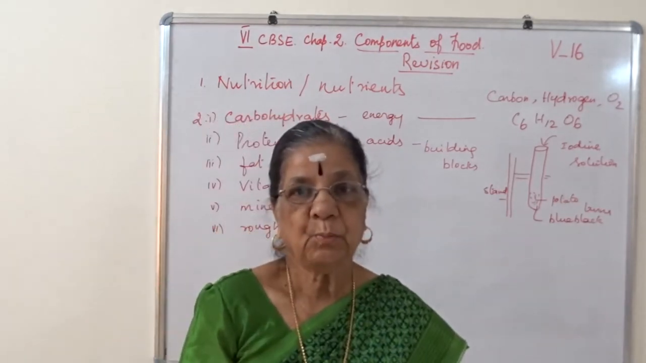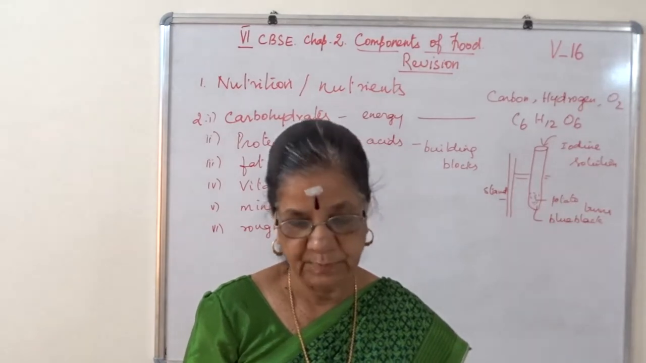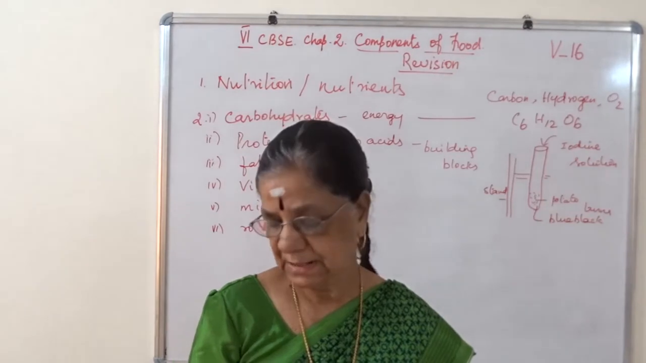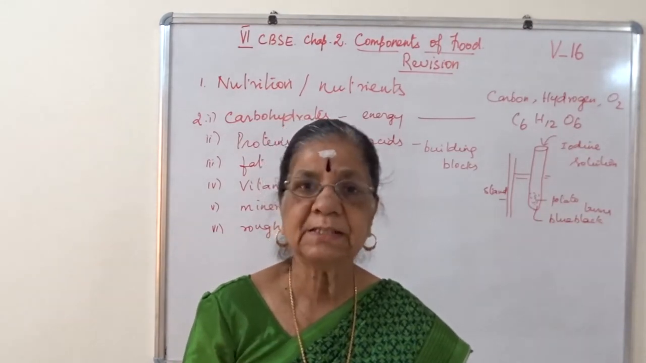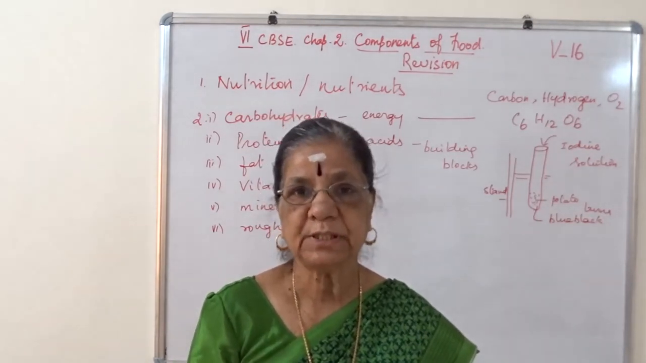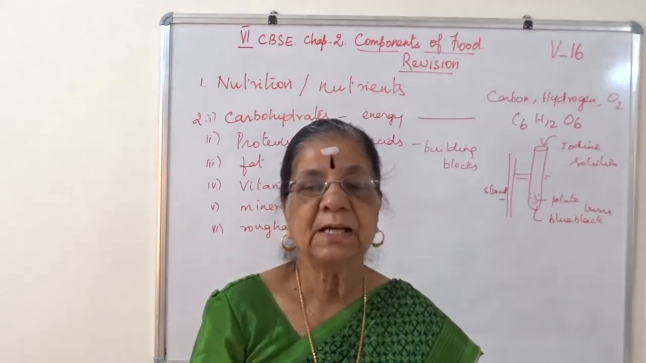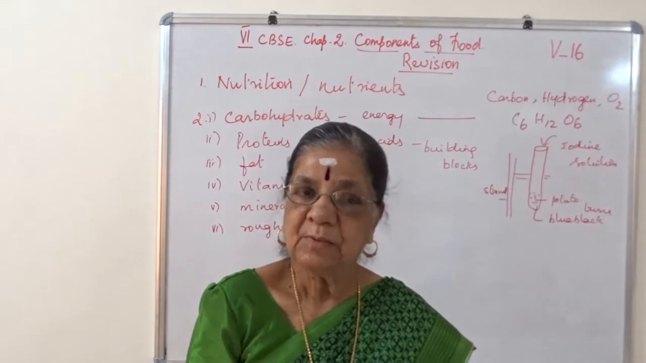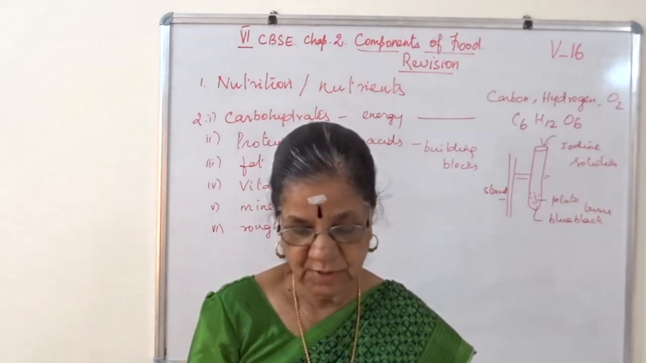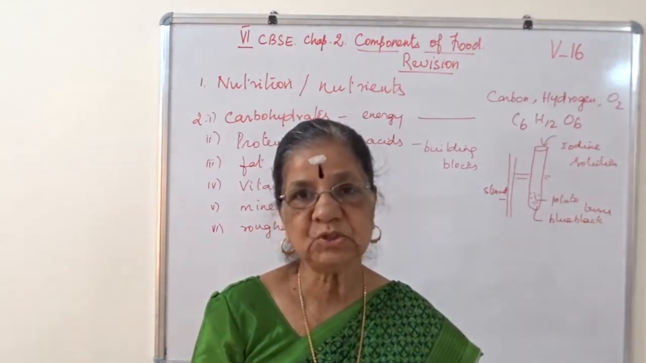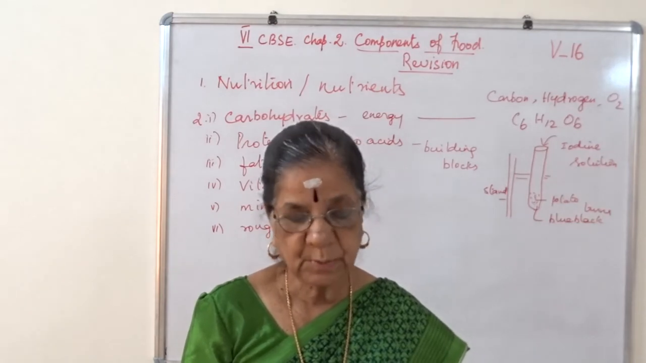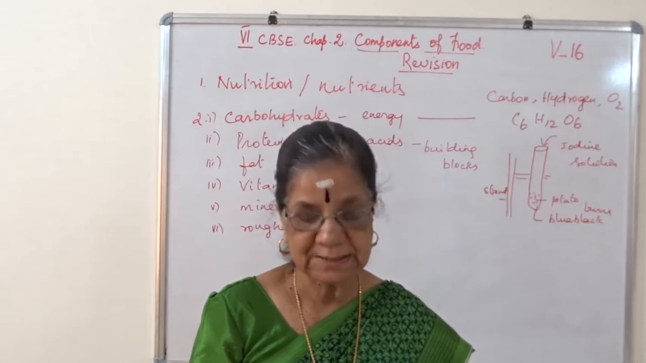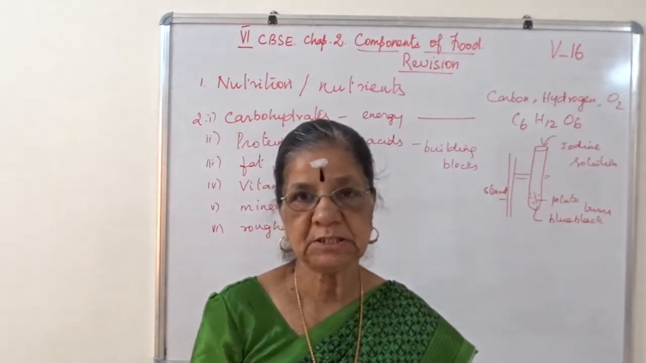The next one is protein. Proteins are body-building food. They are part of tissues and muscles. Muscles contain muscle proteins such as myosin, actin and tropomyosin. These are all muscle proteins. They help the body to grow and to repair worn-out cells or damaged tissues.